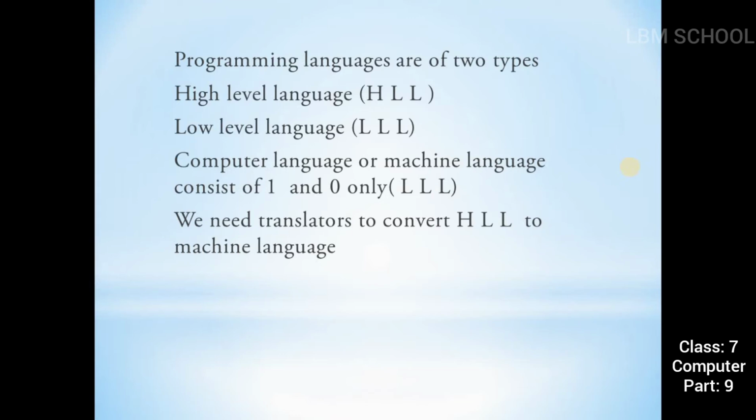All the high-level languages required software called translators. Why were translators used? Translating our language to the computer language. Computer language consisted of only ones and zeros. Our language, we are writing in English or mathematical expressions, right? This needed to be converted to ones and zeros. So translators were used. Okay, let's start.